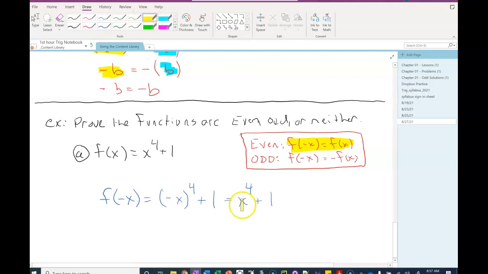And notice now that this is the same as this. You guys agree? I know it's equal to f of x, right? That's what we said f of x was in the very beginning. That was what was given to us in the problem, that it was equal to x to the fourth plus 1. So what I've shown is f of negative x is equal to f of x. So by definition, this is an even function, and I'm done.